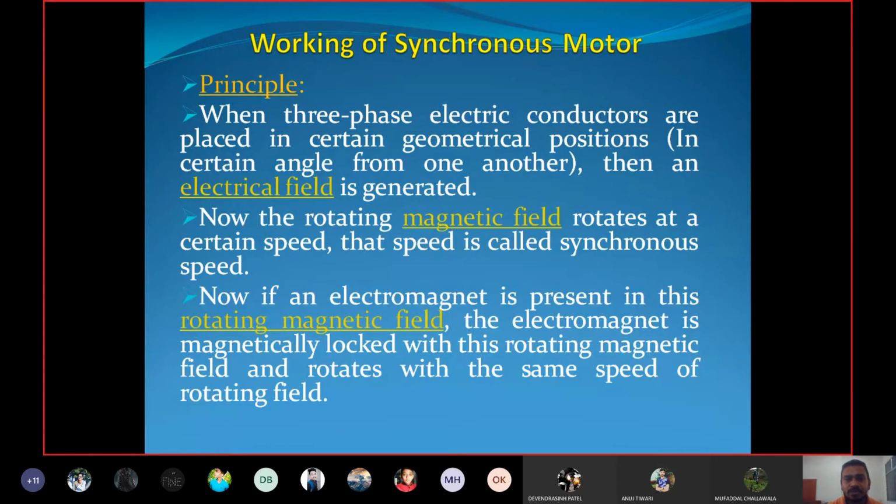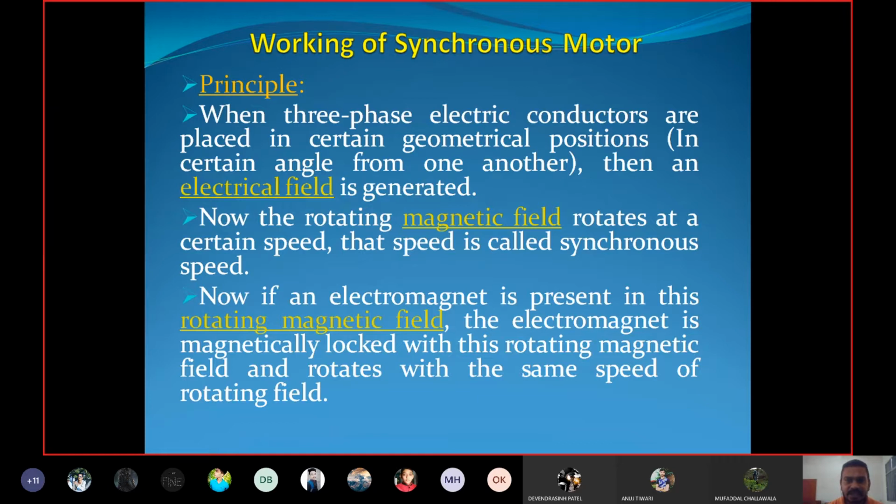Now what we have to do? We put one electromagnet in this rotating magnetic field. The electromagnet is magnetically locked with this rotating magnetic field. So the rotating magnetic field rotates at a synchronous speed, and if one electromagnet is placed in it, then this electromagnet is magnetically locked with the rotating magnetic field, and it also rotates with the same speed as the rotating magnetic field. Okay, understood the principle?